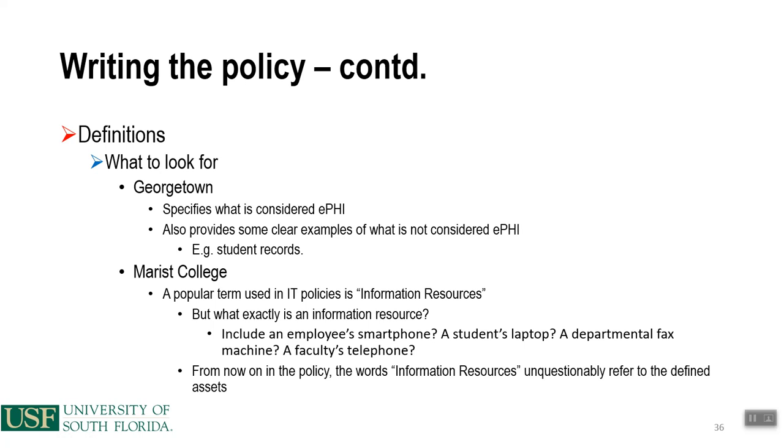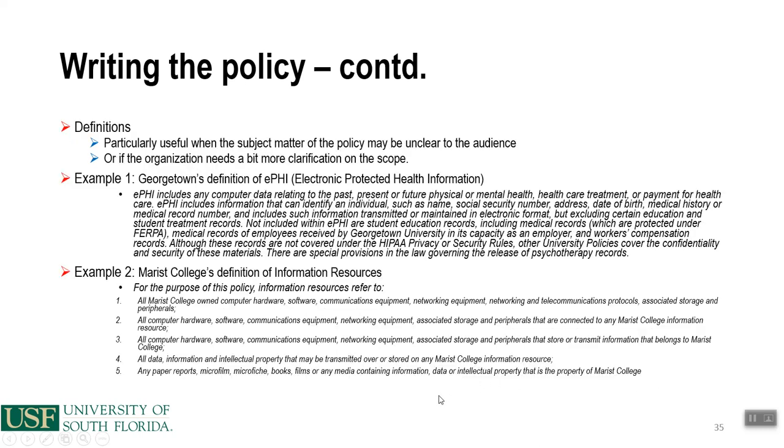For definitions, what to look for is in the case of Georgetown, it specifies what is considered to be EPHI. It also provides some clear examples of what is not considered to be EPHI, such as student records. Marist College, a popular term used in IT policies, is information resources. But what is an information resource? You know, it could be all of these different things, but in Marist policies, the word information resources unquestionably refer to the defined assets that were listed right here.